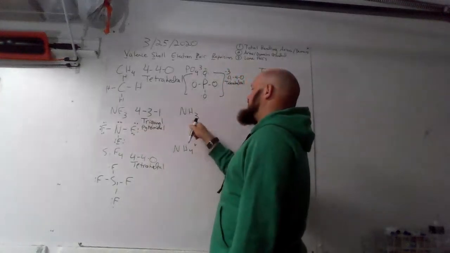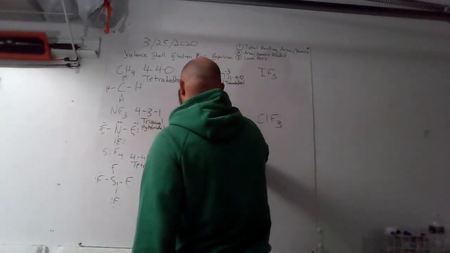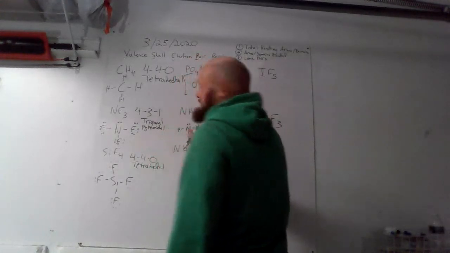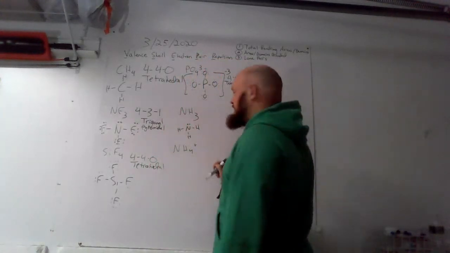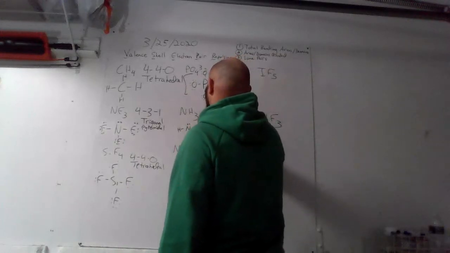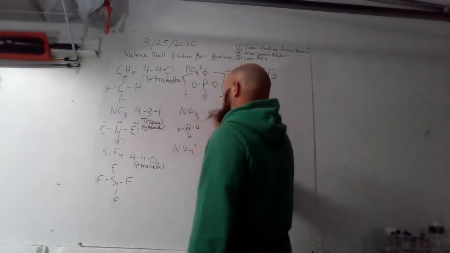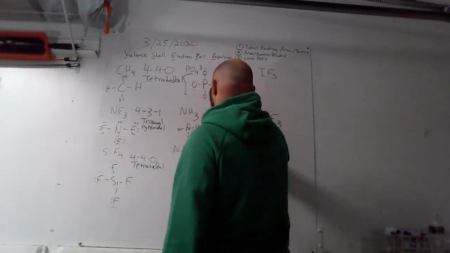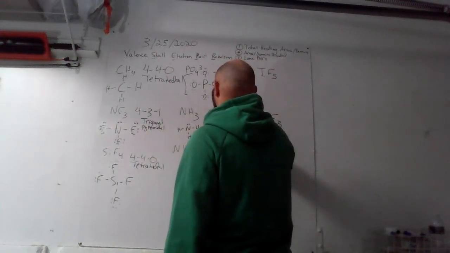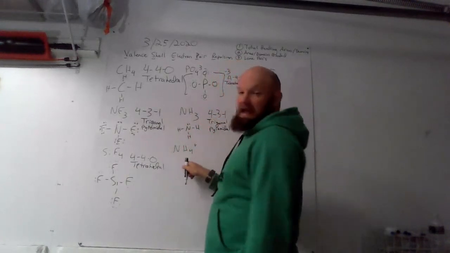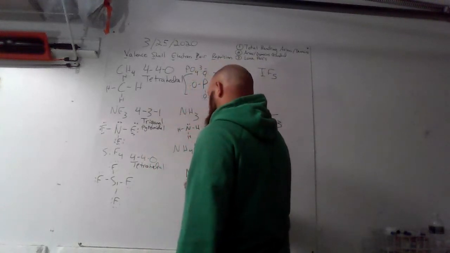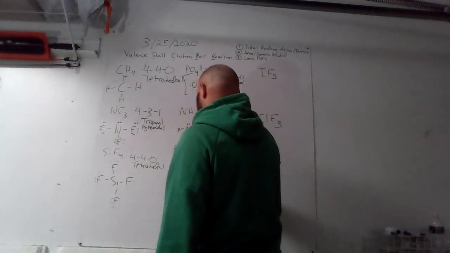Okay, let's try NH3. So I have my N with 3 H's, and then I will have 2 electrons up here on top of the N. Okay, so I count my bonding areas. I have 4 total. 3 are bonded, 1 is not. So they're 4, 3, 1. Trigonal pyramidal.